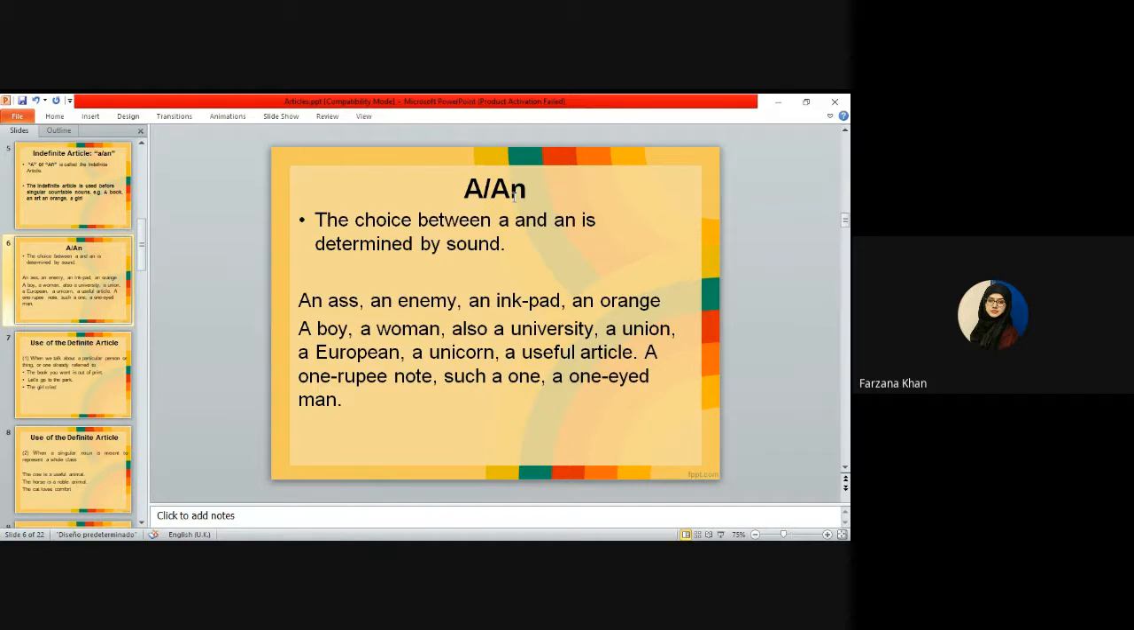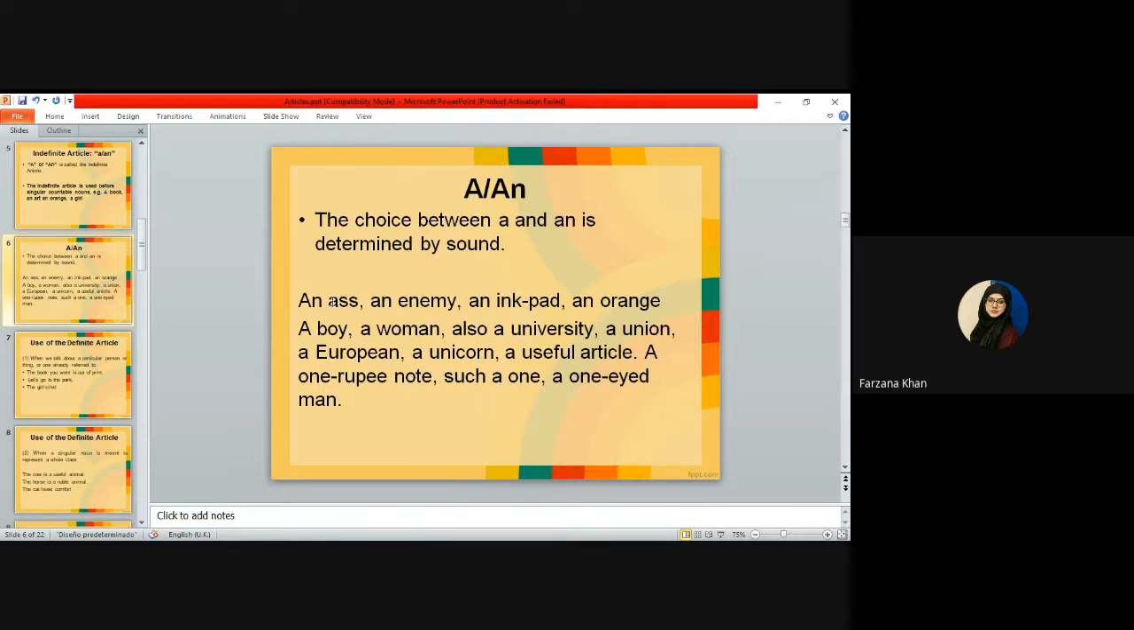When a word starting with a vowel letter gives us a vowel sound, then you will place an. Otherwise, you will go for a. Let me explain with examples. Here you can see an ass, an enemy, an ink pad, an orange. All these words start with the vowel letters A, E, I, and O.